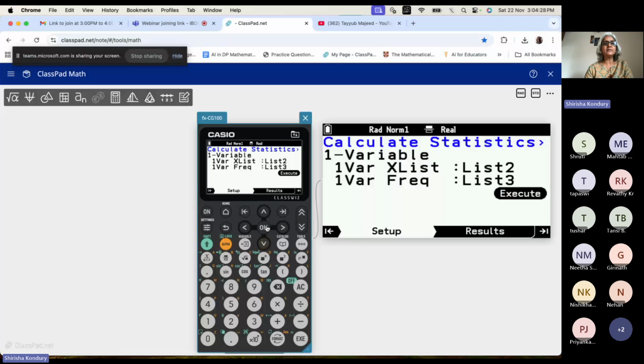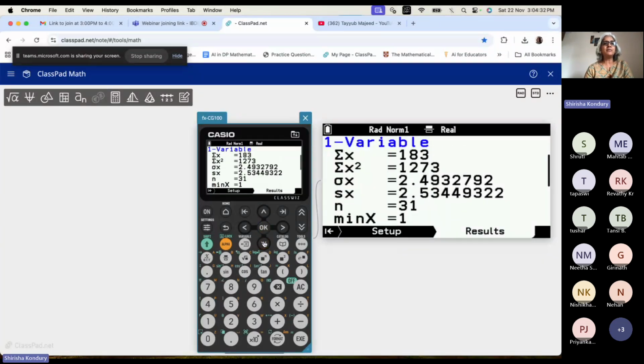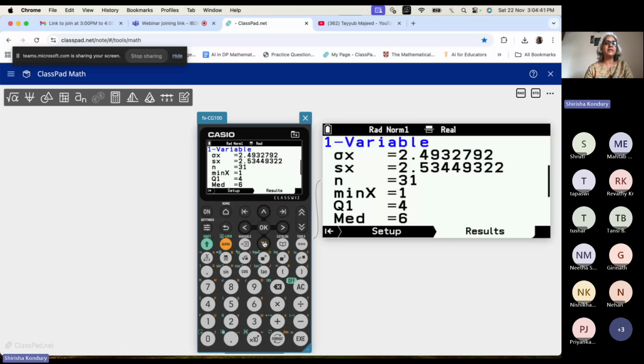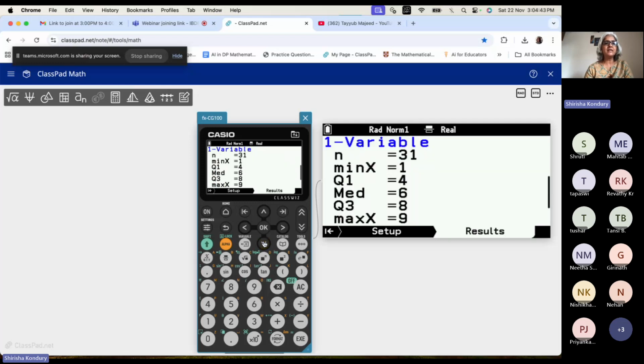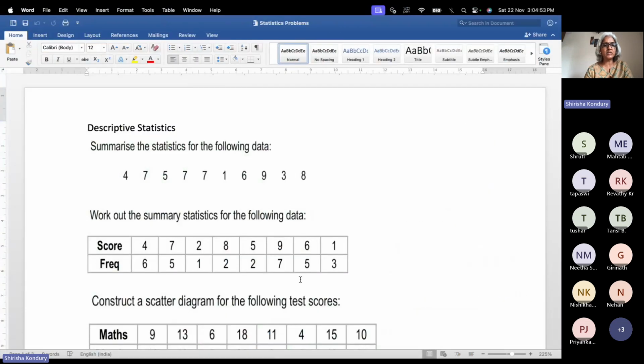Now go to execute, and this time you have information for grouped data, which means a frequency table. Again, the same information is being given. Your standard deviation, mean, median, mode, everything is the same. Just that this time it is for grouped data, which means it has a frequency column also. Okay, let's go back and look at the next question.